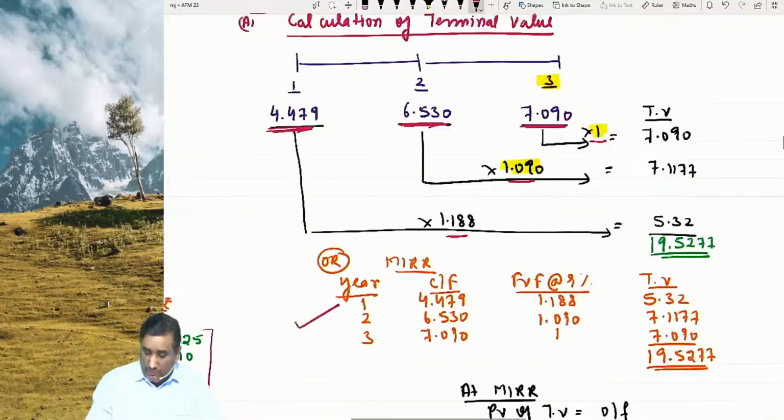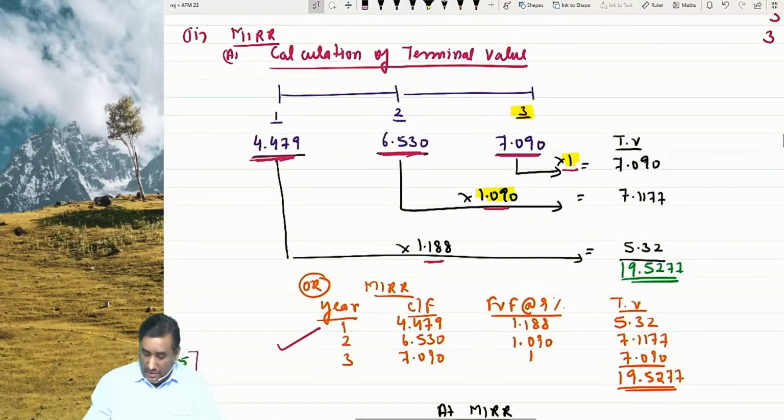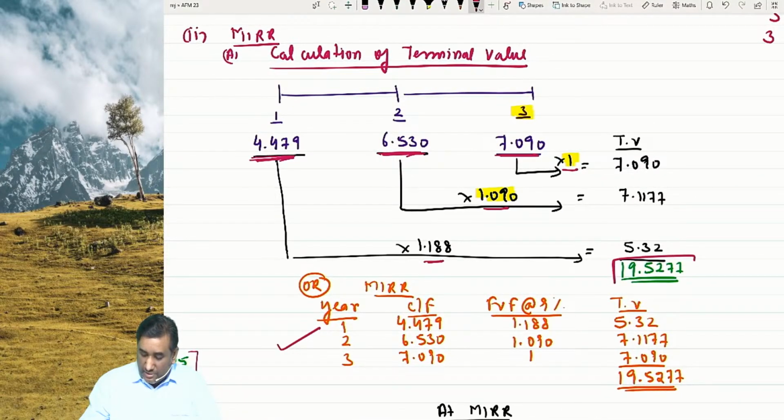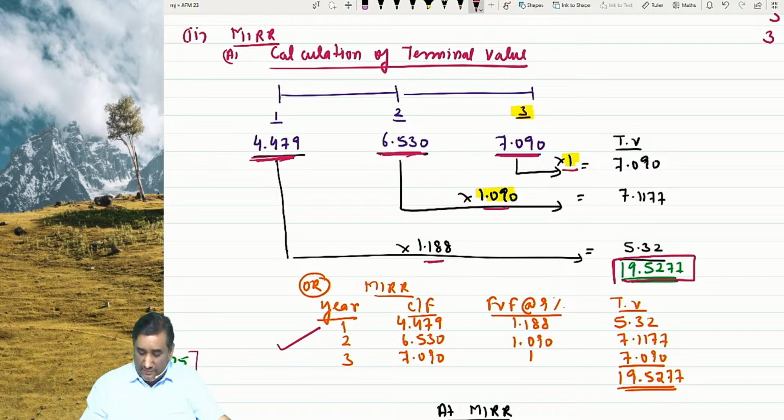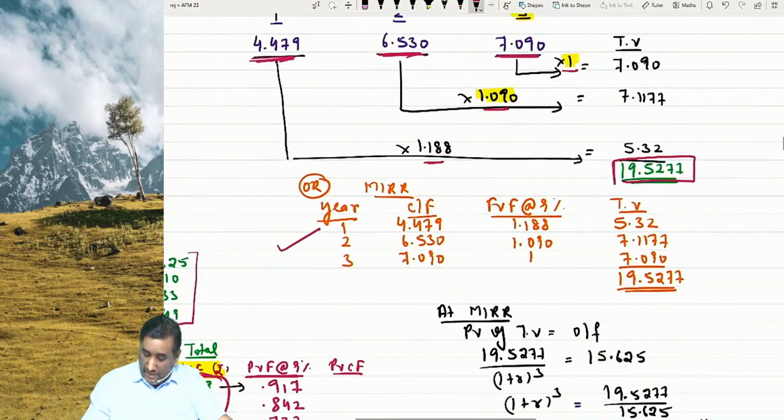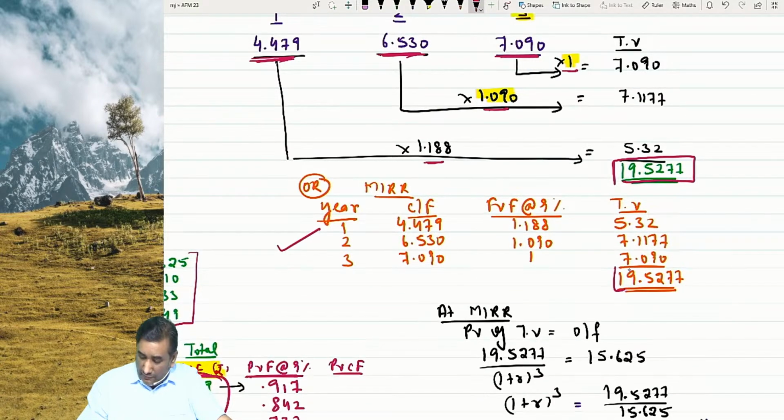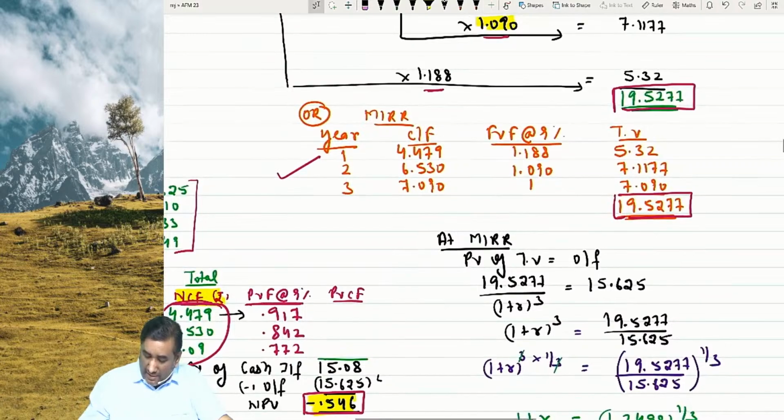So what value can I get? I can get my terminal value. Terminal value comes to 19.5277, or you can put it in the format. That's one and the same thing. So the first year end cash flow that you earn, you will get earning of 2 years. The second year end cash flow, you'll get earning of 1 year, and the last year is the last year, and then you get 19.5277, and then we say modified IRR.